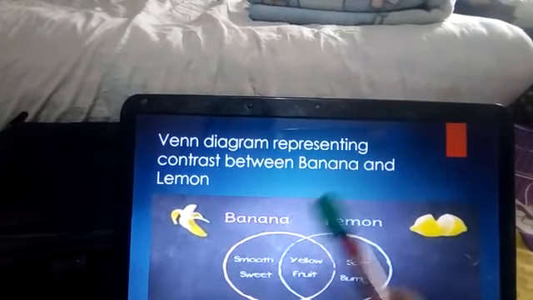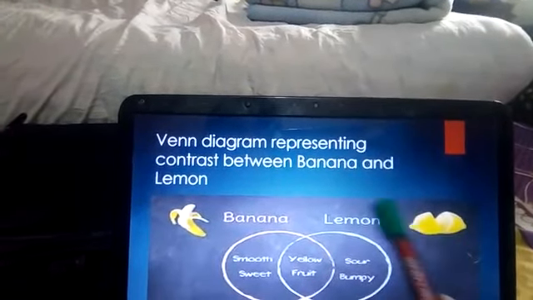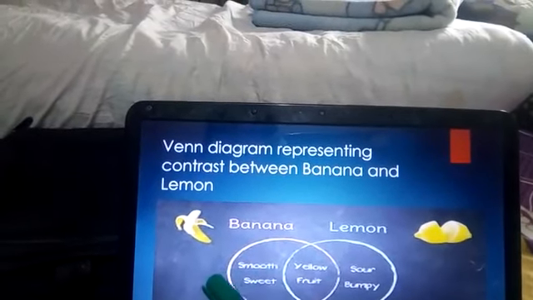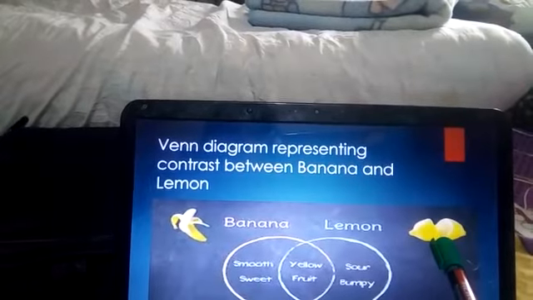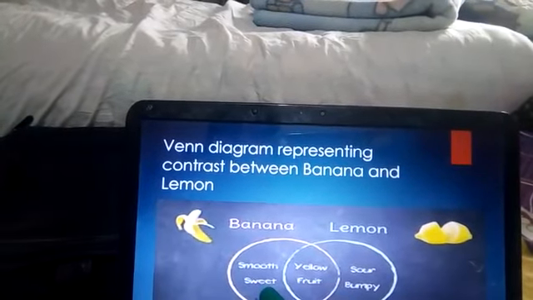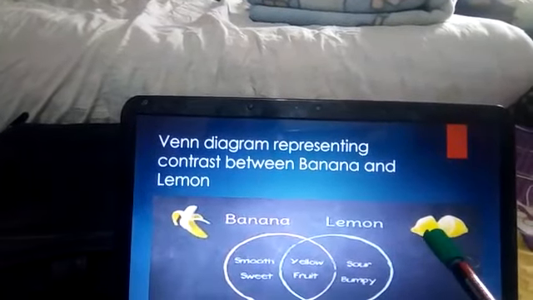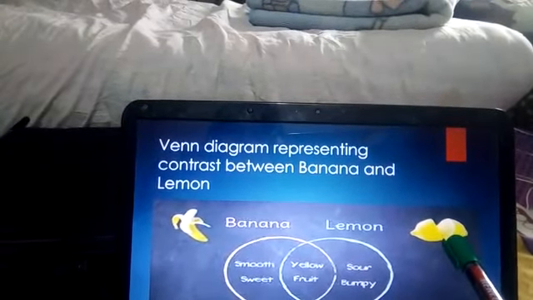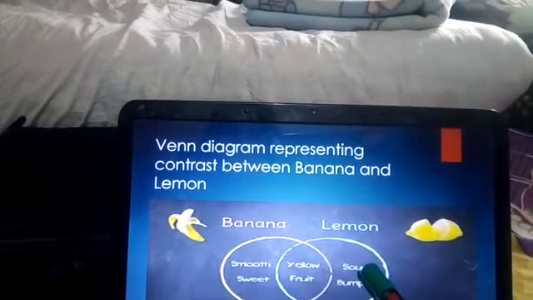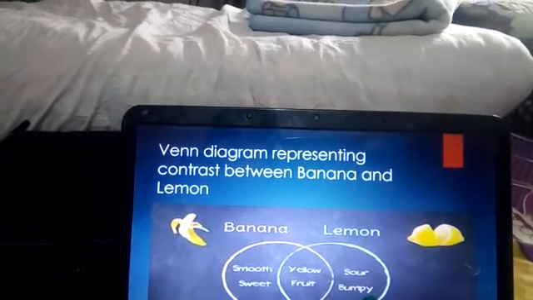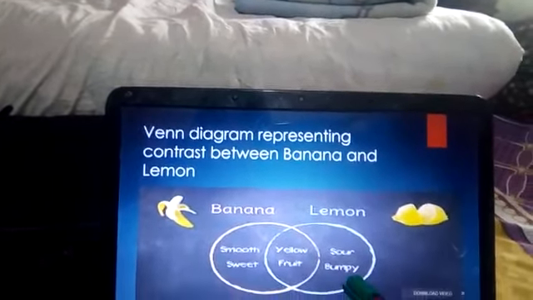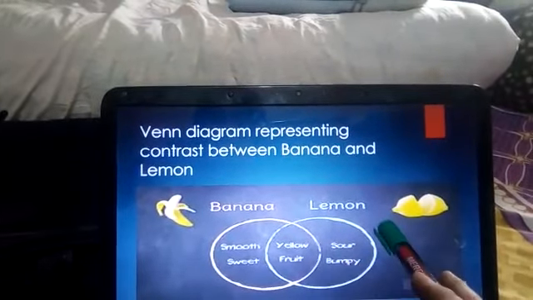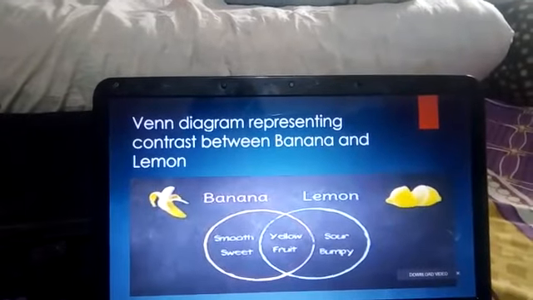Banana is smooth while lemon is not smooth, so this quality will be written here in the section of banana. Banana is sweet, lemon is not sweet, this quality will also be written here. While lemon is sour, banana is not sour, so this quality belongs to lemon only, so it will be written in this section. Similarly, bumpy will also be written in this section. This is how you can contrast between two sets using a Venn diagram.